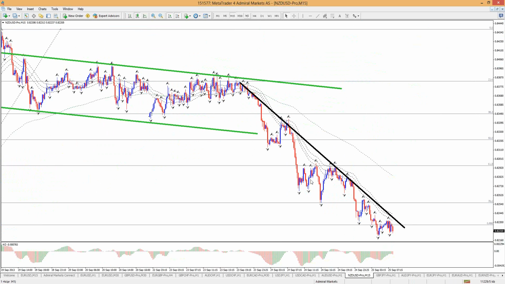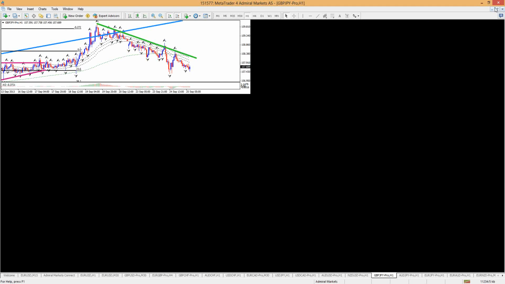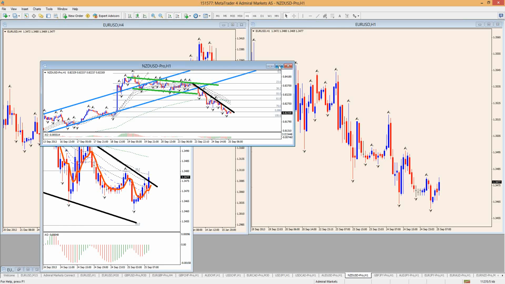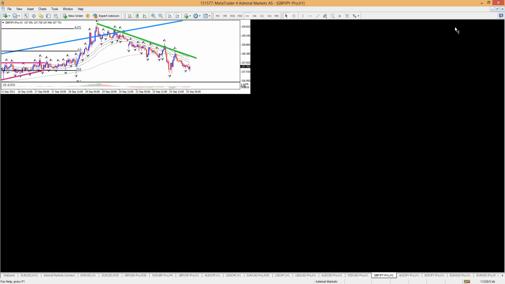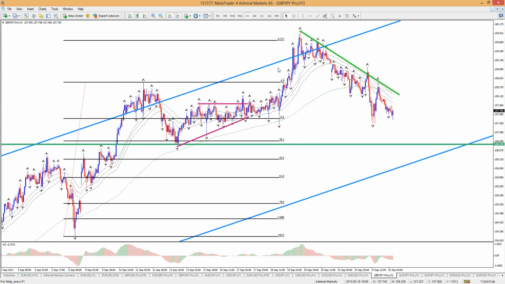I'm not interested in trading this to the downside though. Pound yen. Oh, there it is. Well, let's see if we get a lower high here. If we do, that could be probably the first indication that we might break. Still interested in that.